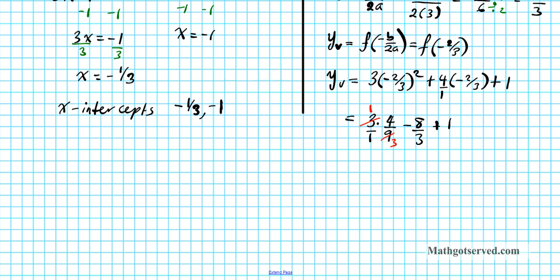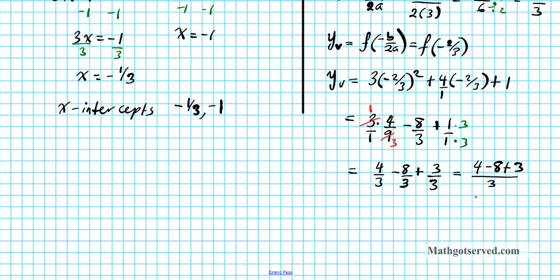So this expression becomes 4 over 3 minus 8 over 3 plus, I want to express 1 with the same denominator as these two fractions, namely 3. To accomplish that, I'll write this as a fraction, and I'll multiply top and bottom by 3 so that the denominator can be 3 also. So 1 over 1 is the same thing as 3 over 3. Now let's simplify this. This is 4 minus 8 plus 3 over 3.